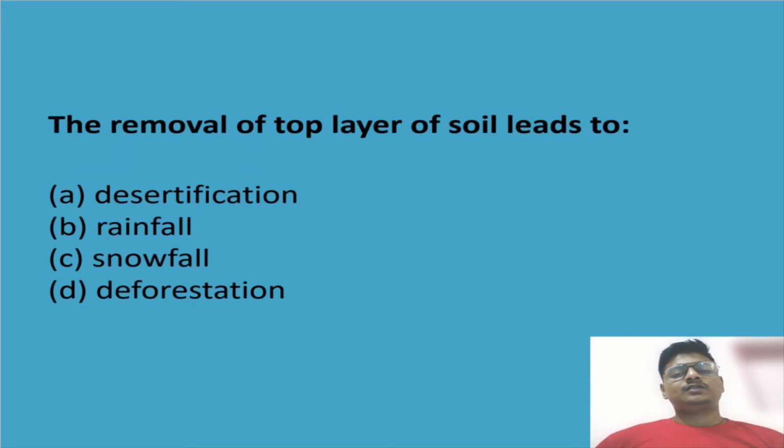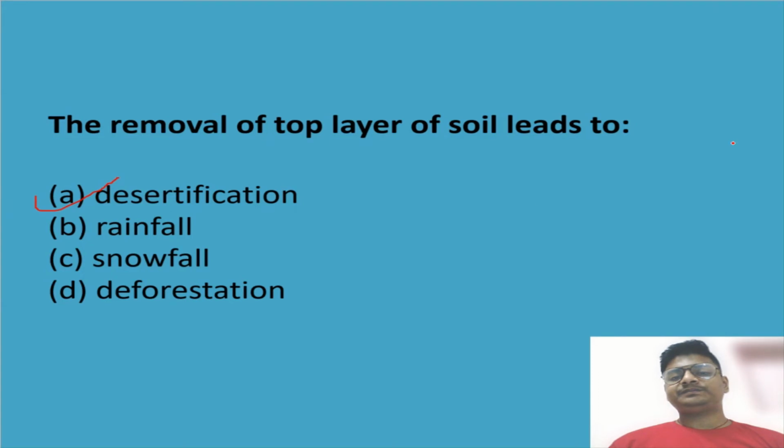Okay students, now there is a question for you all. The removal of the top layer of soil leads to what? Desertification, rainfall, snowfall, or deforestation? So tell me the right answer. The right answer to this question is desertification.